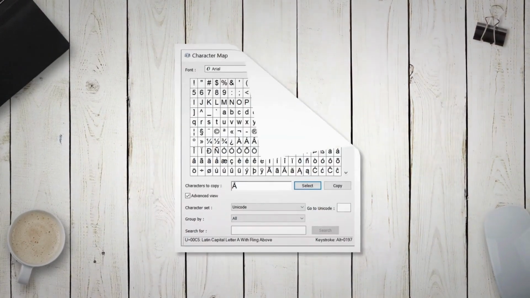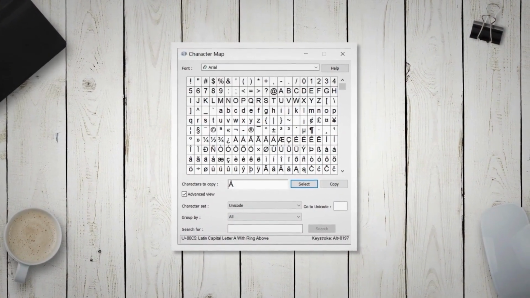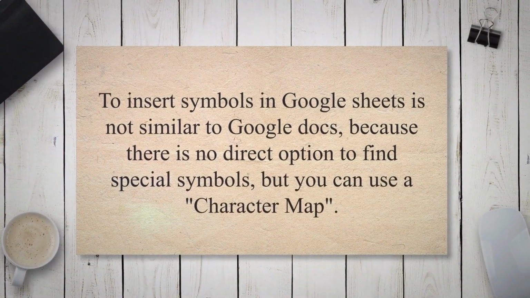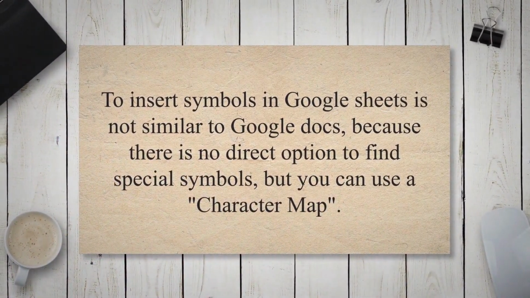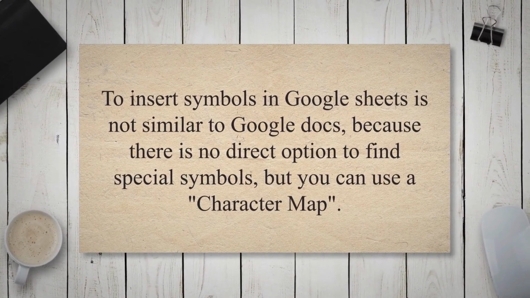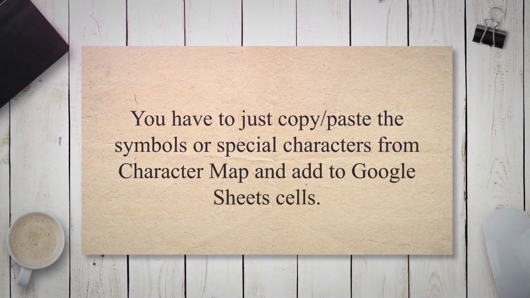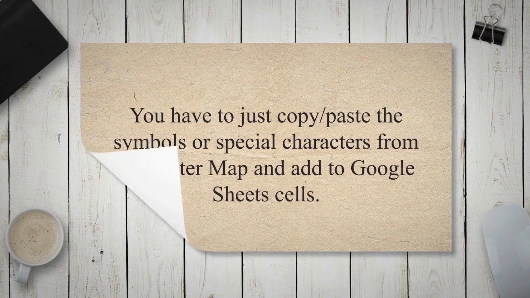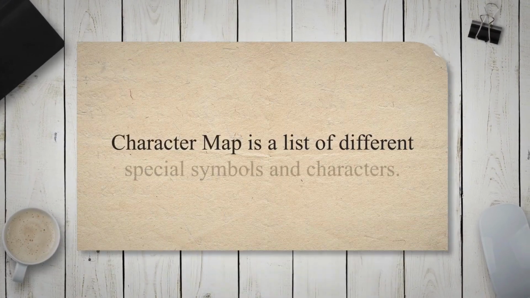How to insert symbols in Google Sheets. Inserting symbols in Google Sheets is not similar to Google Docs, because there is no direct option to find special symbols, but you can use a character map to find the special characters list. You just have to copy and paste the symbols or special characters from the character map and add them to Google Sheets cells. Character map is a list of different special symbols and characters.